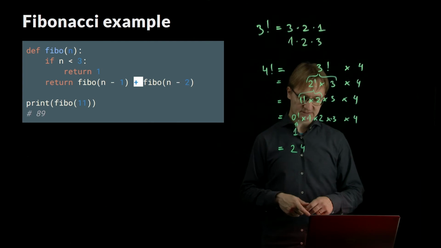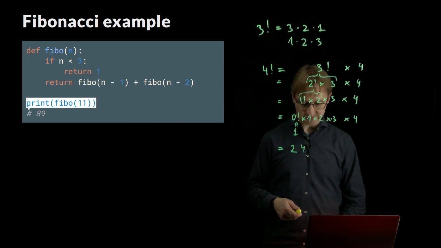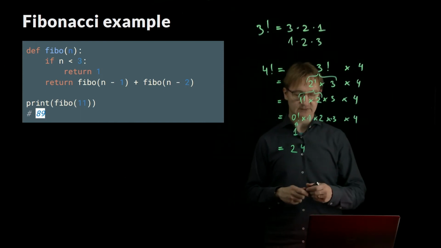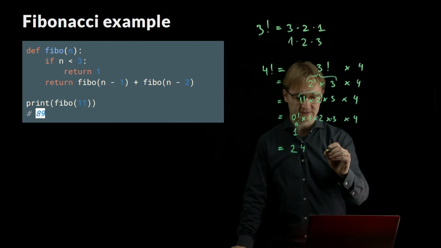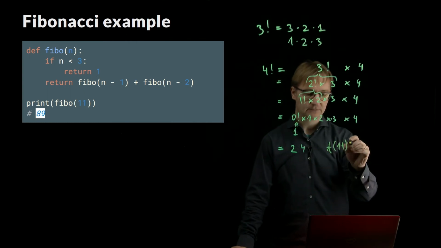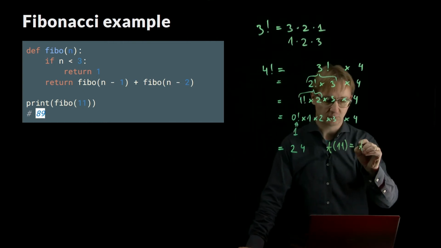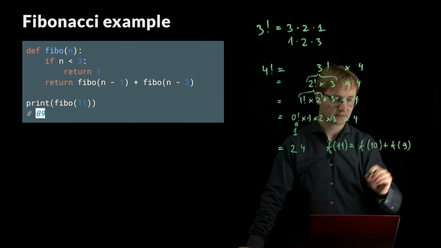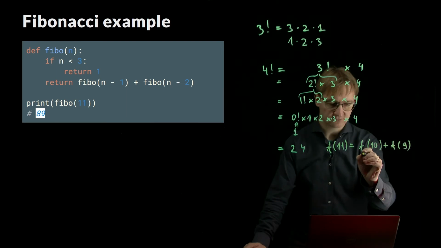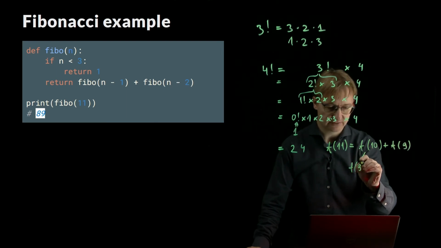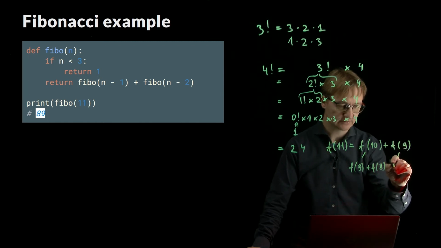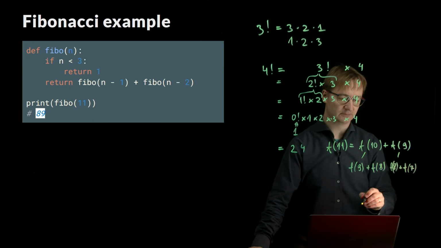And now if I run this example, Fibo 11, I get the result of 89. So what is Fibo 11? Let's say this is Fibo 11. To calculate this, I actually need to know what's Fibo 10 plus Fibo 9. Now to calculate this one, I have to know what's the Fibonacci at position 9 plus Fibonacci at position 8. And for that, I have to know what's Fibonacci at 8 plus Fibonacci at 7, and so on.